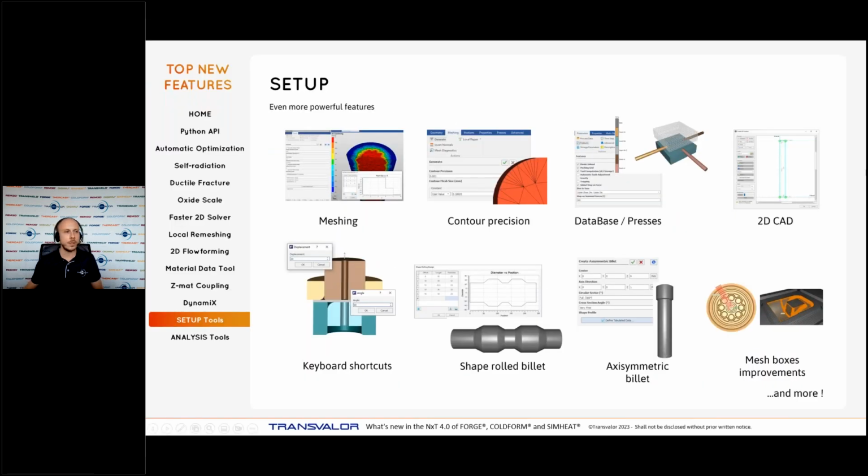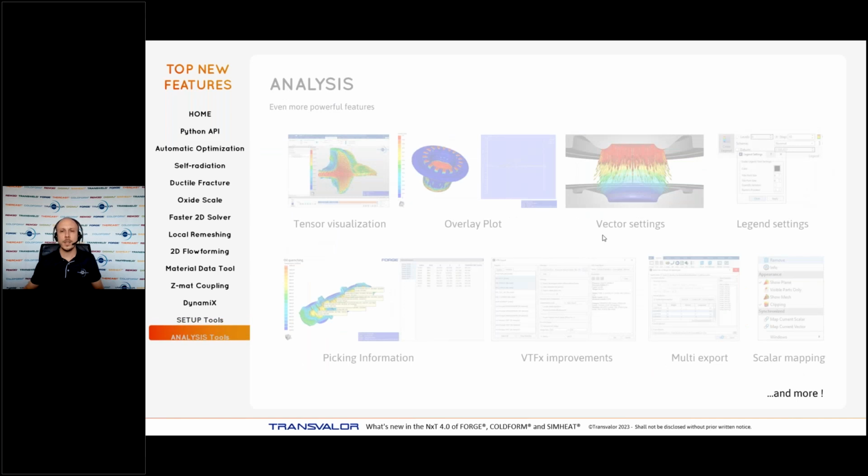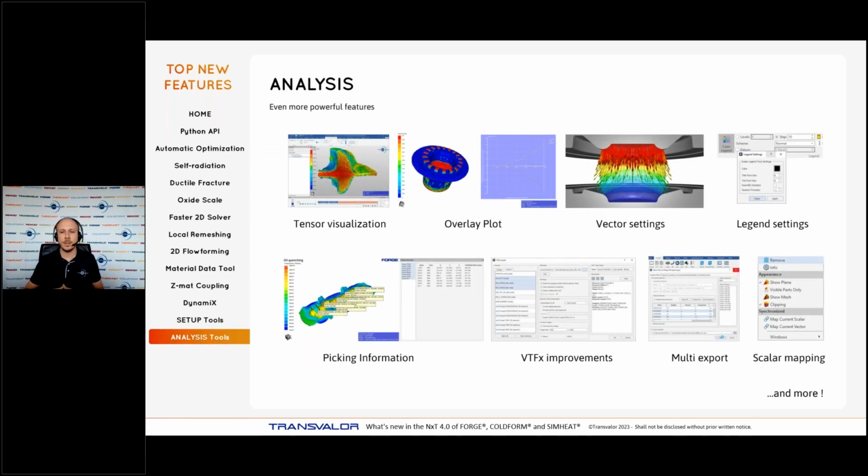And the last one, the analysis tools. So now you can visualize the tensor with new options. You can also move and resize the overlay plots. You now have new settings to manage the vector visualization in your simulation. You have new legend settings. You can define a number of levels. You can change the size of the legend text. You can display with scientific notation, for example.